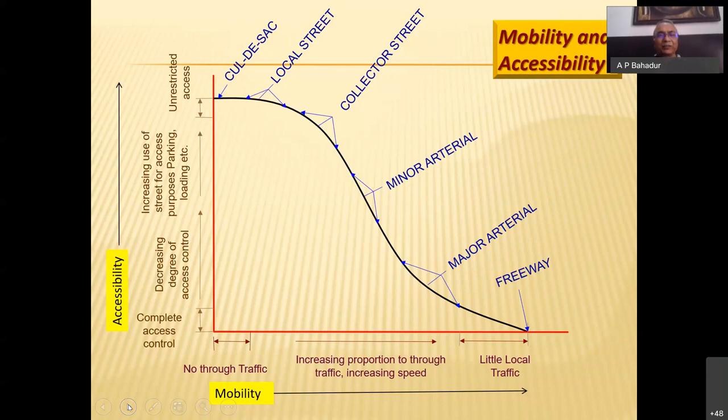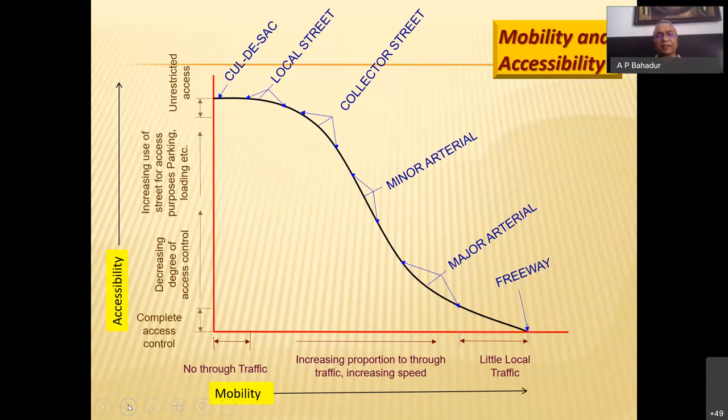But anyway, the road, broadly speaking, has two major functions to perform. One is to take you from your point of origin, where you start the moment you step out of your house, to the place where you want to go, that is called the destination. So your starting point is called the origin, and the point to which you want to go is called the destination, commonly referred to as OD.